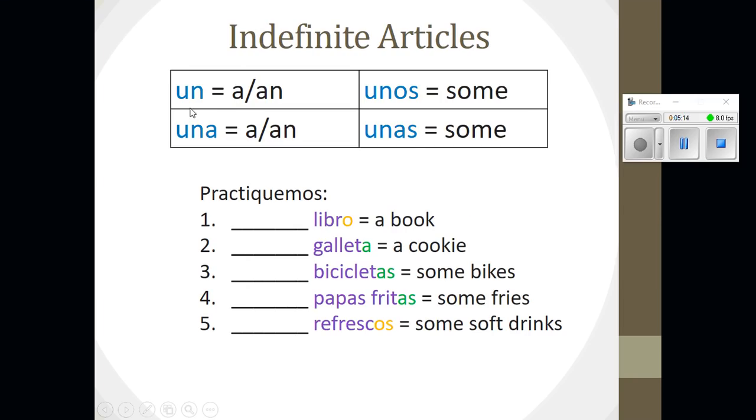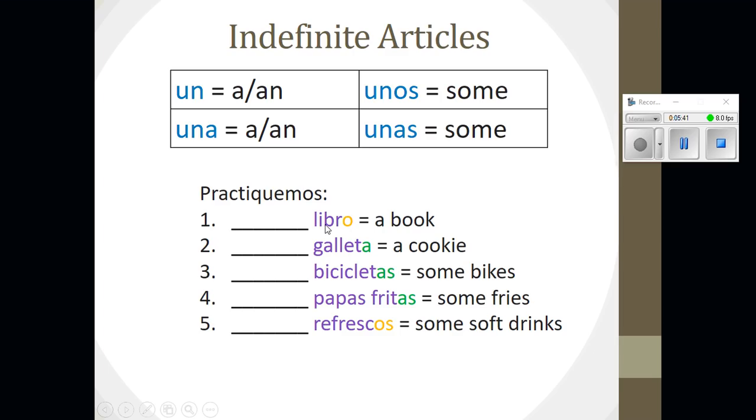Indefinite articles. Notice here some mean a or an and some mean some. So for the next part, part B of your note guide, let's fill in that the words un and una can mean a or an. Pause the video. Let's also write that unos and unas are the indefinite articles that mean some. Pause the video to fill that in on your note guide.